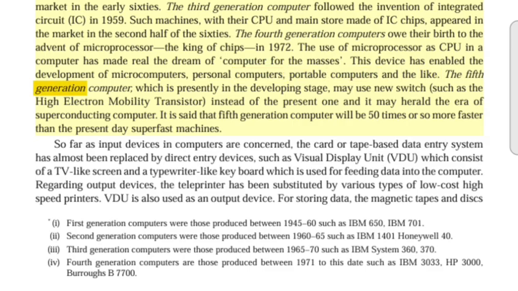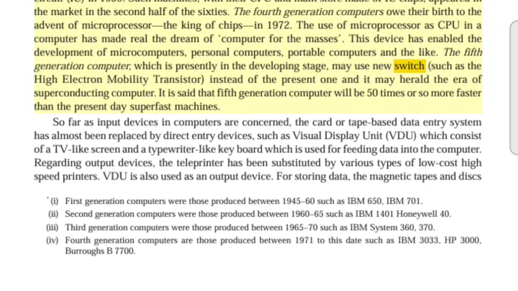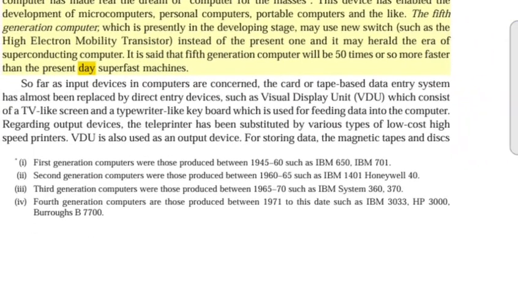The 5th generation computer, which is presently in the developing stage, may use new switch such as the high electron mobility transistor instead of the present one, and it may herald the era of superconducting computer. It is said that 5th generation computer will be 50 times or so faster than the present day superfast machines.